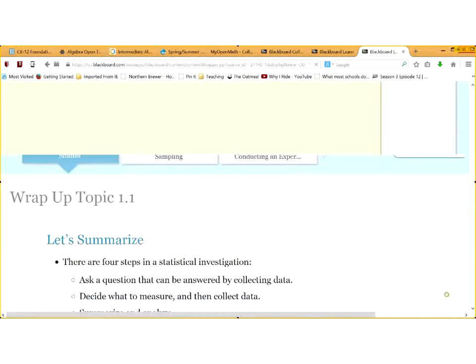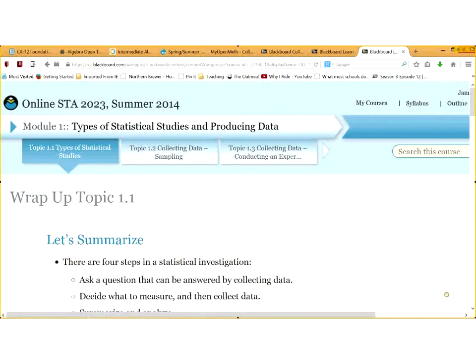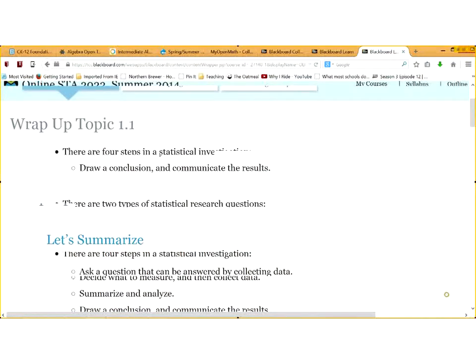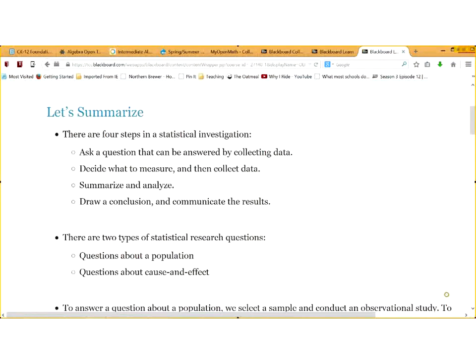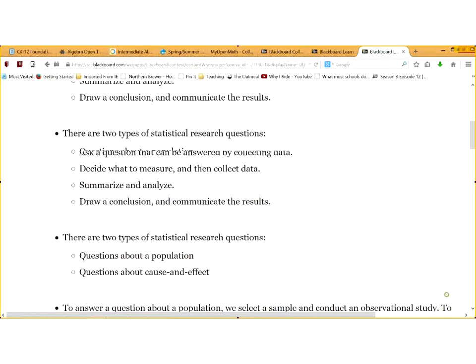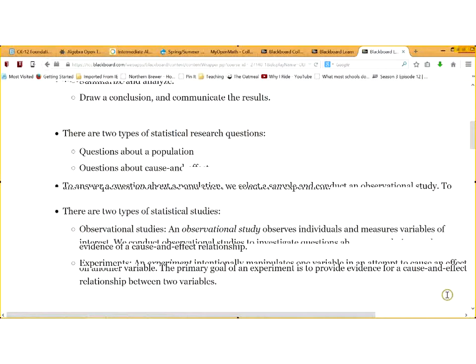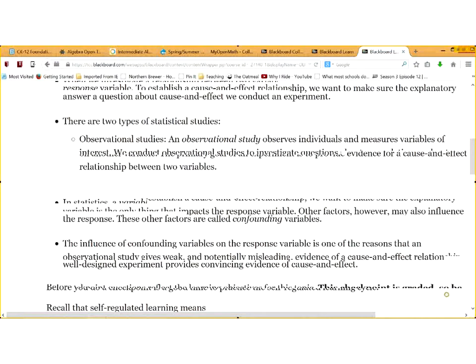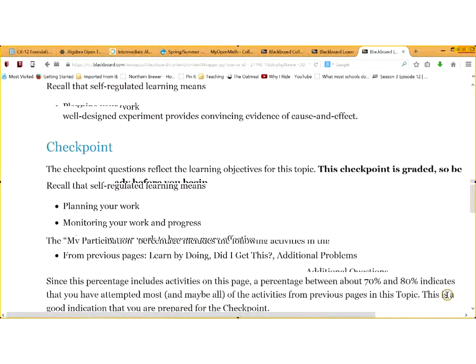Right. And then when you get to the end of a module, or sorry, the topic, you'll be on the wrap-up page. And you'll scroll down, and there will be some information, summaries, types of statistical studies, variables. So this is a good summary page, and then a checkpoint.